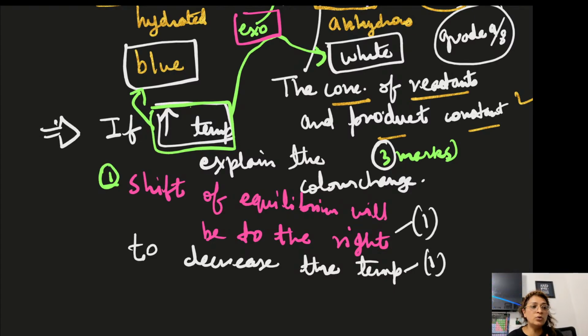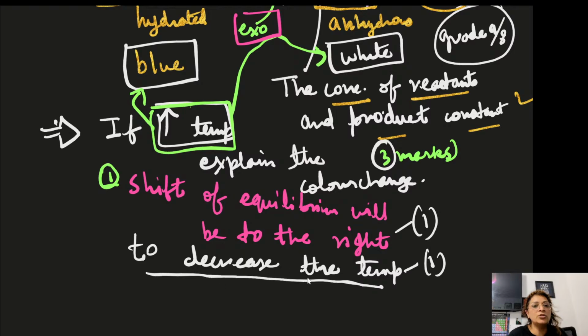No. I don't know what's your name, but do not say to restore equilibrium. That key term will not be giving you a mark. Stick to what I'm saying. Just simply say this is shifting to the right to decrease the temperature. Shifting the equilibrium to the right to decrease the temperature back to the normal, if you want to say.